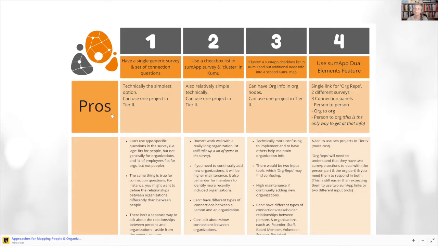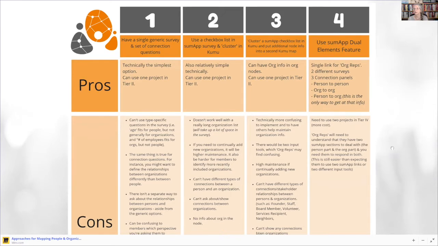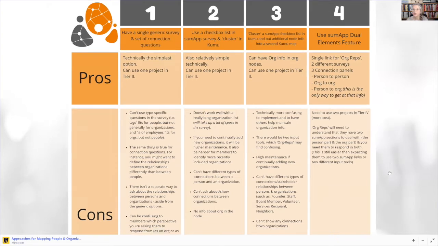So the first 3 you can do in one project in a tier 2 account. So those are pretty affordable, and technically, the first 2 are fairly simple. The third option just takes understanding Kumu a little bit, and then it's fairly simple. And the fourth one is technically the easiest, but the more expensive one, because it requires 2 projects in a tier 4 account.